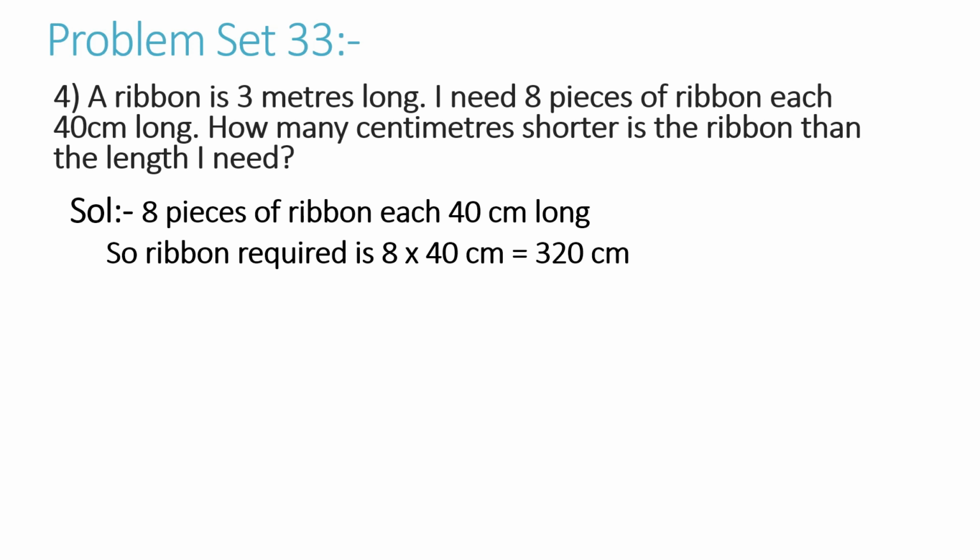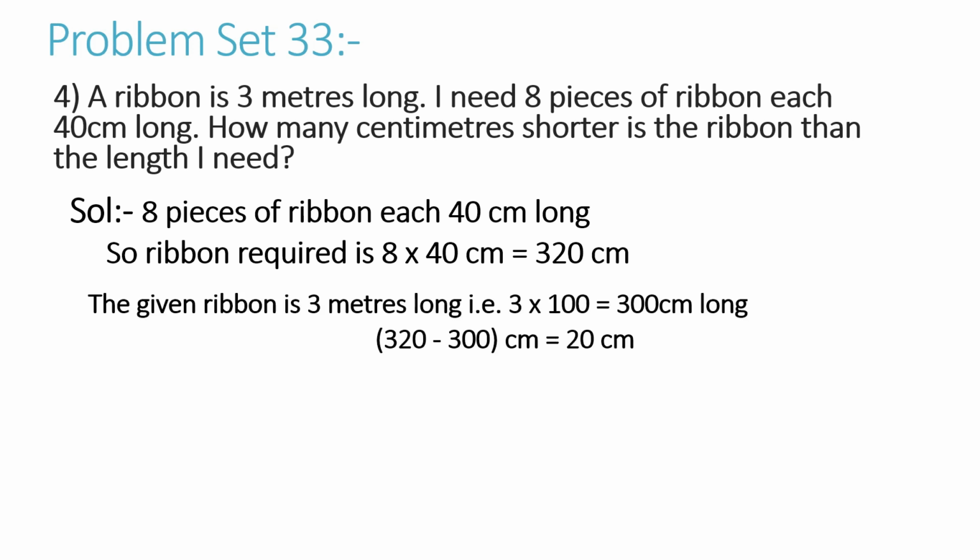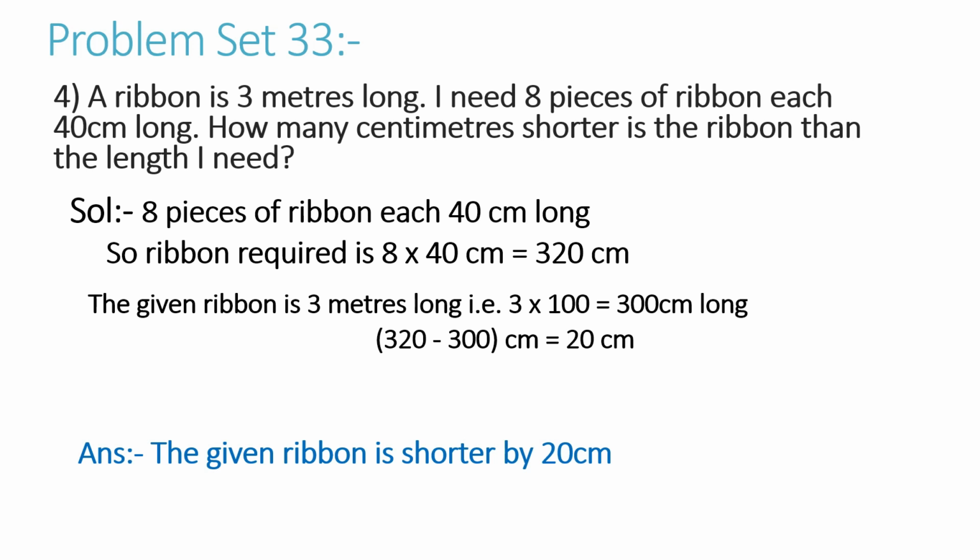Now the given ribbon is 3 meter long. So first you have to convert it into centimeter. How will you do it? You have to multiply with 100. So 3 you will multiply with 100. So we will get 300 centimeter. Now they told us to find how many centimeters shorter the ribbon is. From the ribbon required, we have to subtract the given ribbon. That is 320 minus 300. So what answer will you get? 20 centimeter. So the given ribbon is shorter by 20 centimeter.